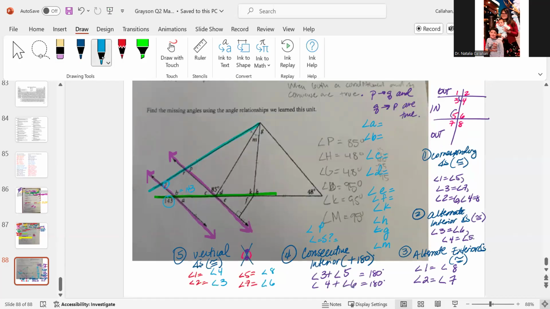Okay. So anyways, we have B is equal to 143, right? B and A, do you see how they create a straight line? So then how do you find A?